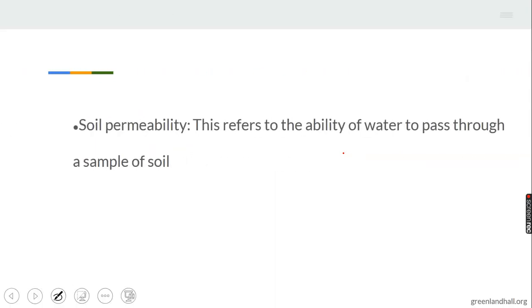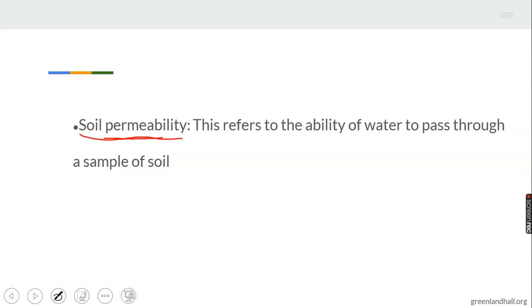The next one is soil permeability, which is the ability of water to pass through a sample of soil. You can take up the 3 types of soil in your house, put them in a can or anywhere and put water inside. When you add water, you discover that sandy soil will easily absorb the water than any other type of soil.